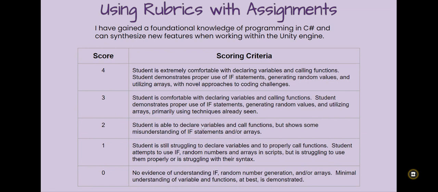A 2 would mean that they're able to declare variables and call functions, but they have some misunderstandings of if statements or arrays. I didn't include random numbers because there's not really a lot of misunderstanding that can happen with those, so I took them out.